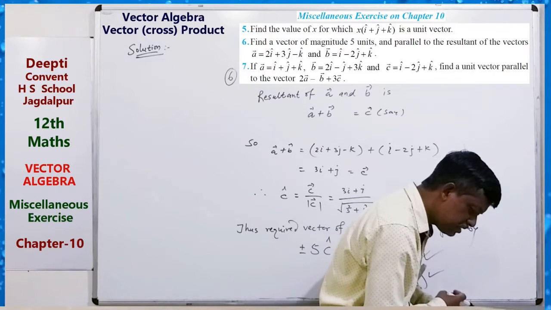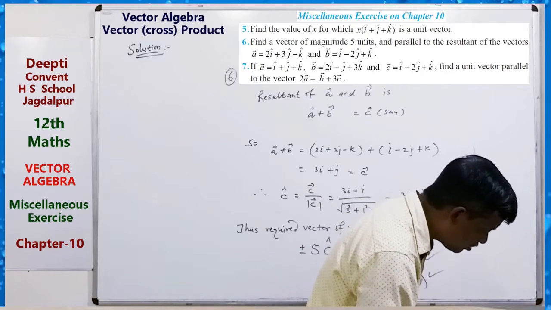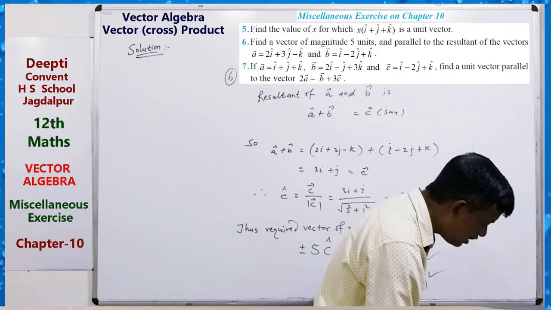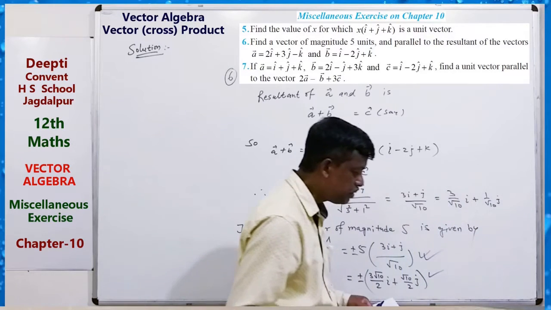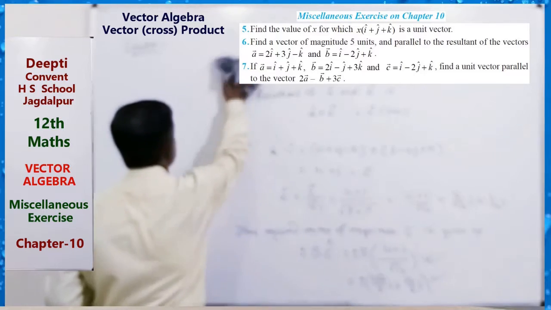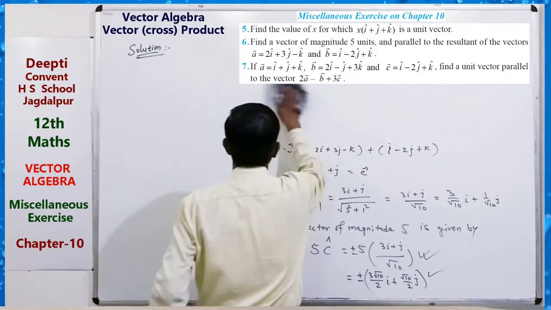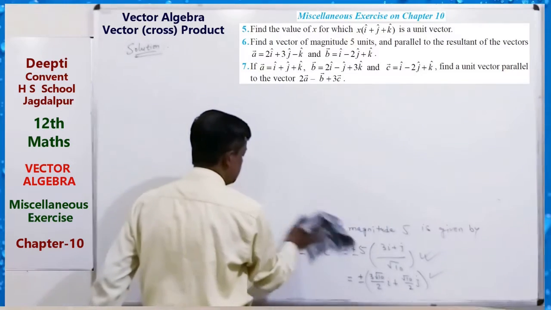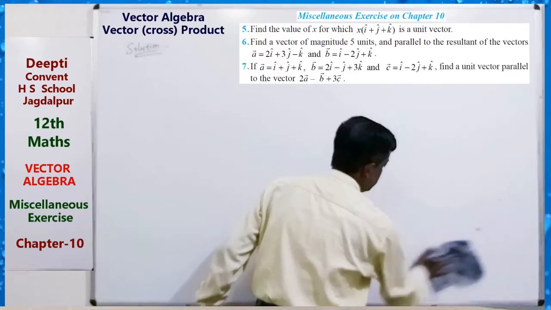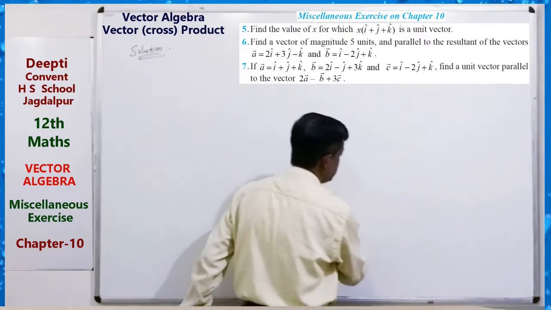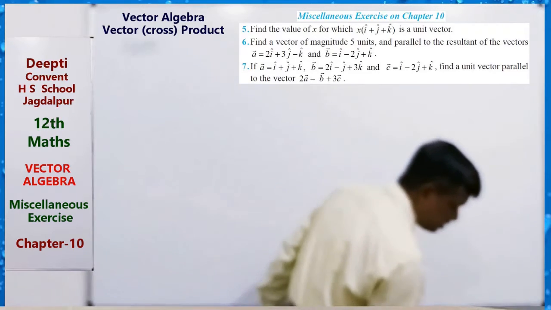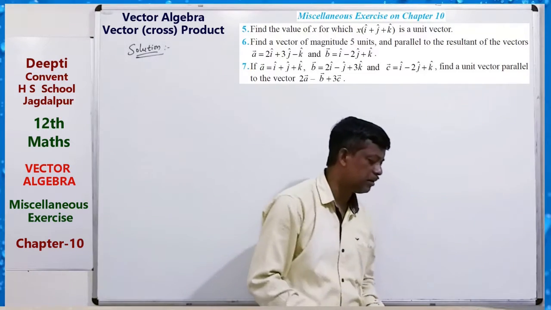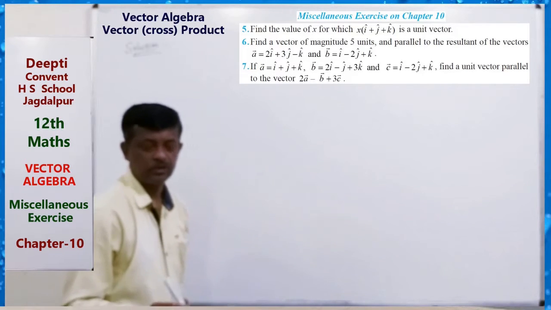Okay, now question 7. A, B, C are given. Find unit vectors parallel to the vector 2A minus B plus 3C. So simple question, you can do it. Here the 3 vectors are given in component form, and we just have to find the unit vector parallel to this vector.